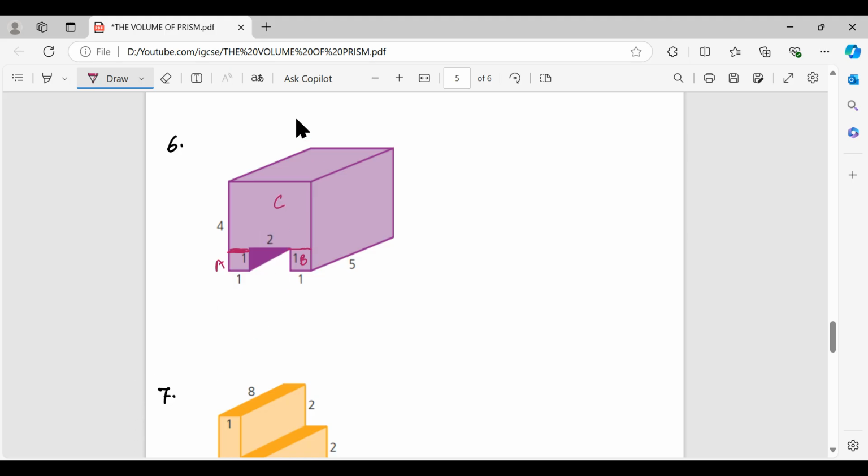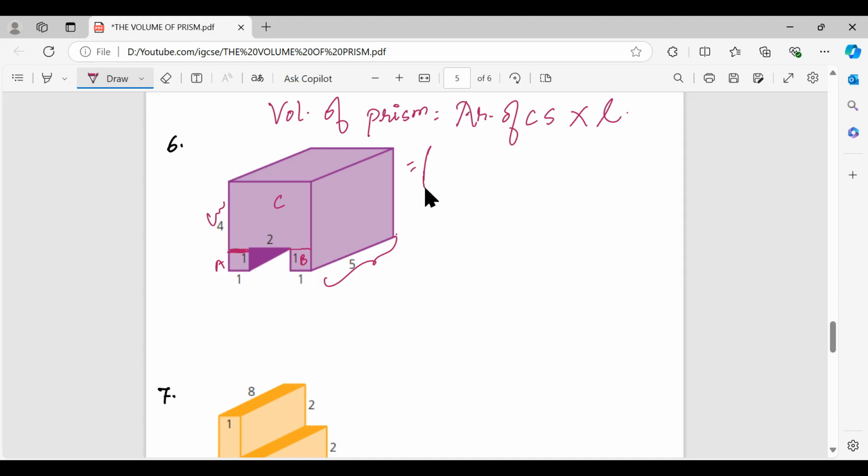Again, following the same rule, volume of prism equals area of cross section times length, and this length is this 5. Let's say all these are in centimeters. So area of cross section: here the cross section is in three parts, so I will say area of A plus area of B plus area of C, times length. So let's write what A is now.